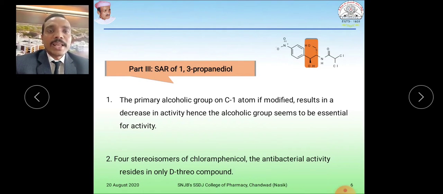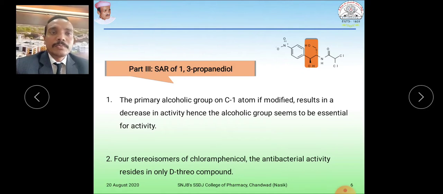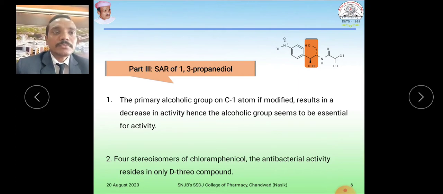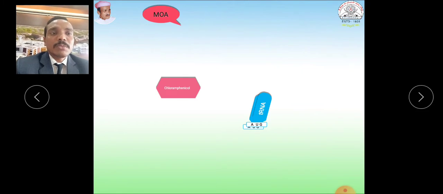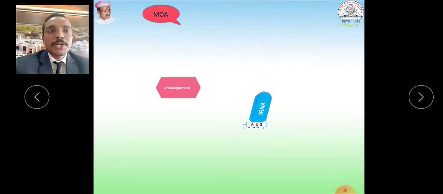Chloramphenicol exists in 4 stereoisomers, which maintain the activity in only the D-threo form. The D-threo isomer has the only antibacterial potency. So this is all about the SAR of chloramphenicol, which was divided into 3 parts. Now coming to the mode of action, I will show you the video over here.